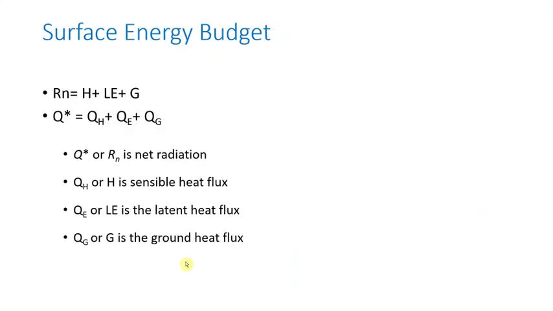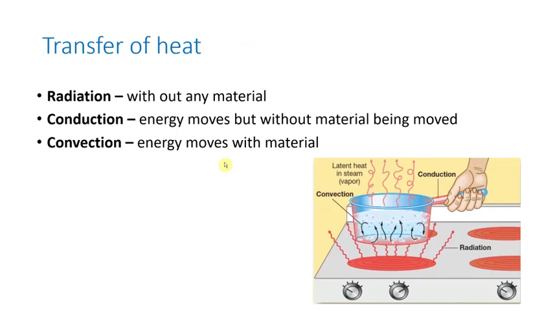So now let's look at the surface energy budget. We know that net radiation is equal to sensible heat flux plus latent heat flux plus ground heat flux, or you can write it as Q star. The same equation, this we have seen already. So now let's revise how the heat is transferred. There are basic three categories of transfer of heat. Firstly, let's look at this example and explain all these three.